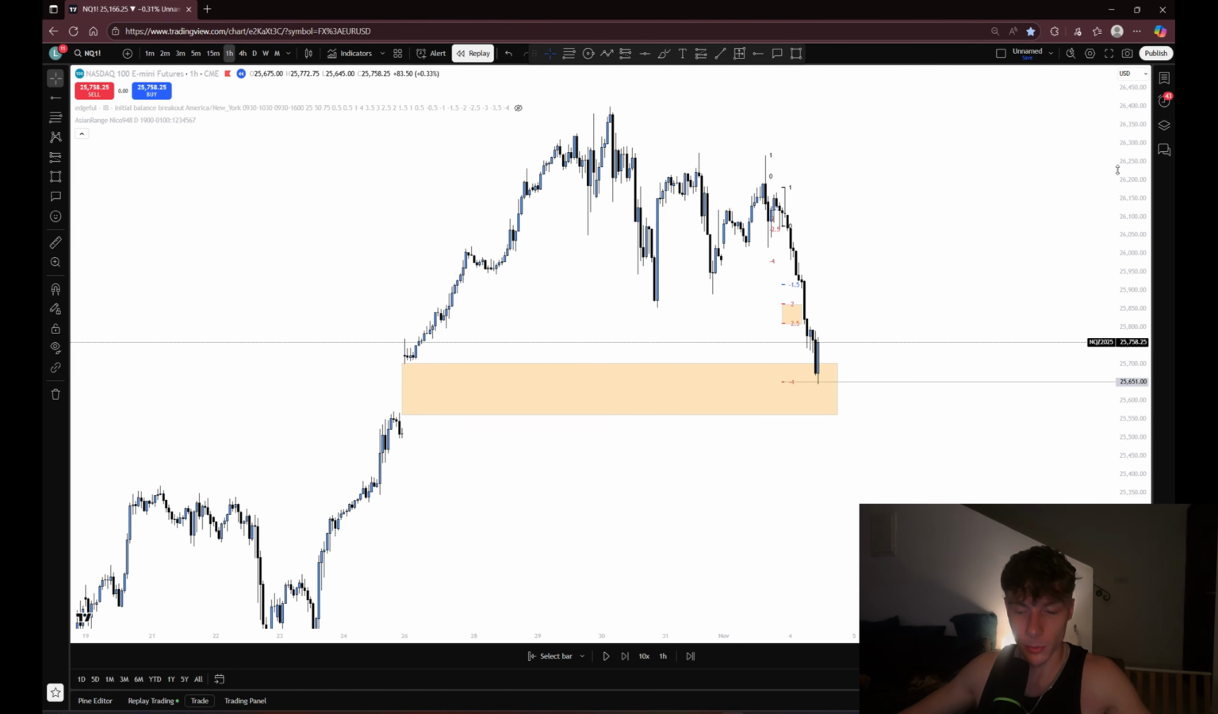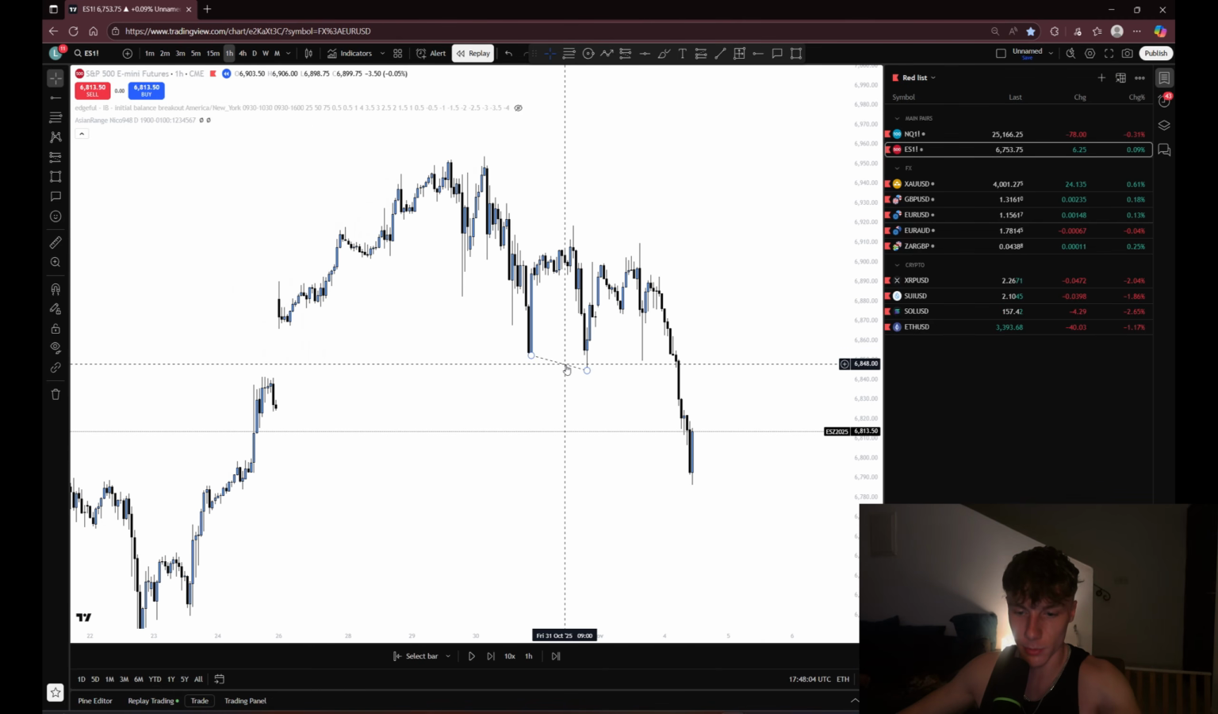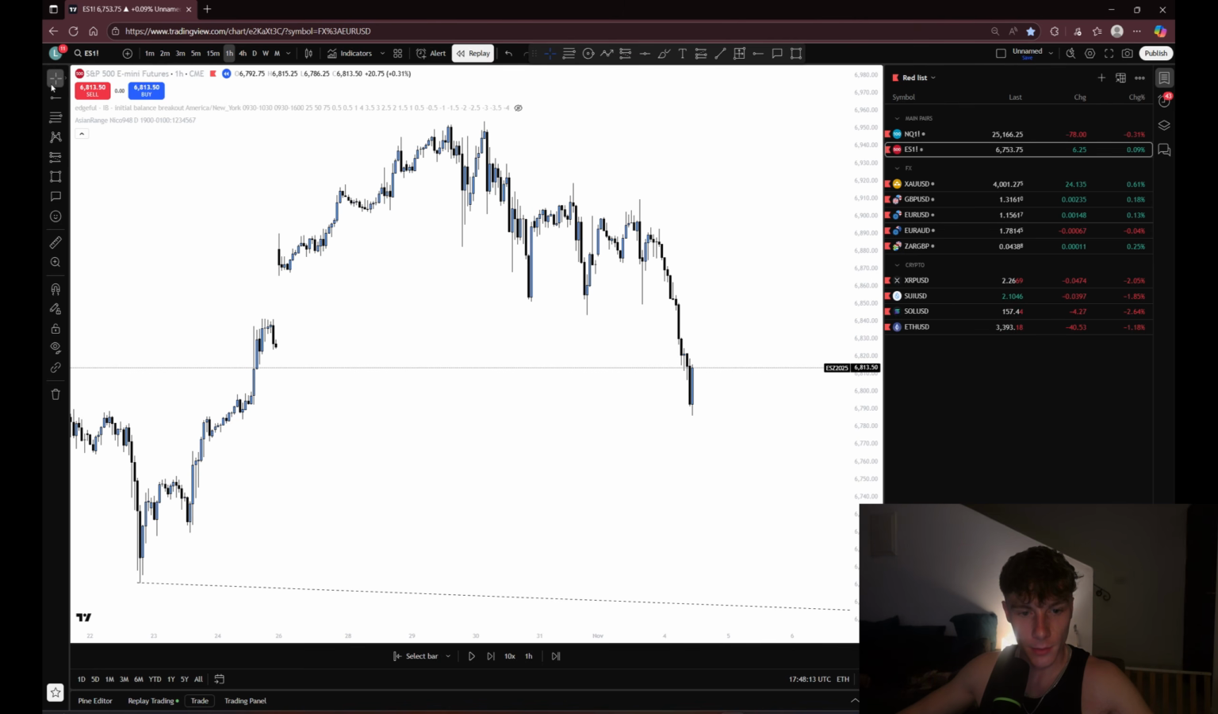Now, what I can also do is use ES as a tool. Can you spot the divergence? I'm going to flicker through. Let me just delete that because that's an old div. I'll flicker through, see if you can find it. Can you spot the divergence? So the divergence is actually between this low here.